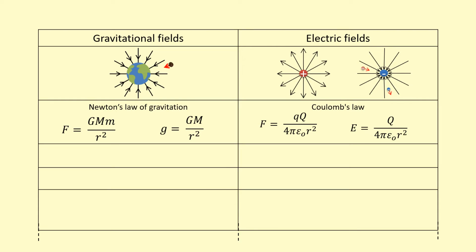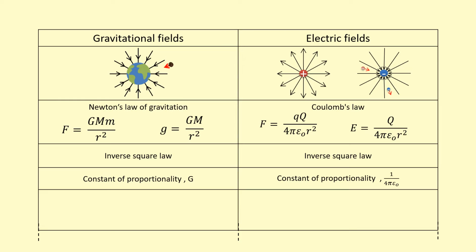Another similarity between these laws is that they both follow the inverse square law because you've got r squared at the bottom of all of those equations. So if you double your distance, the force for both of them would become a quarter. Okay, the constant of proportionality in the first one is G, while the constant of proportionality in the second one is 1 over 4 pi epsilon naught, where epsilon naught is the permittivity of free space.